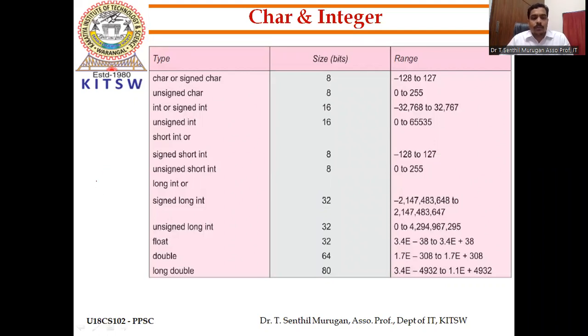Now for integer and float values, what size each takes and what the range of values is. Character or signed character takes 8 bits, which is 1 byte. Unsigned character also takes 1 byte, that is 2 power 8 values. Normally the range is minus 2 power 8 to 2 power 8 minus 1. This is the range we will take.